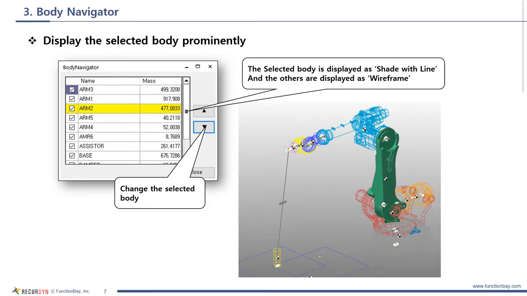The third feature is Body Navigator. This function sets the rendering mode of all bodies to wireframe and change selected body to shade with wireframe. This is to make the selected body appears more clearly in a complex model. To change the selected body, use the arrow button or create desired body directory. I will show you how to use Body Navigator on next page.